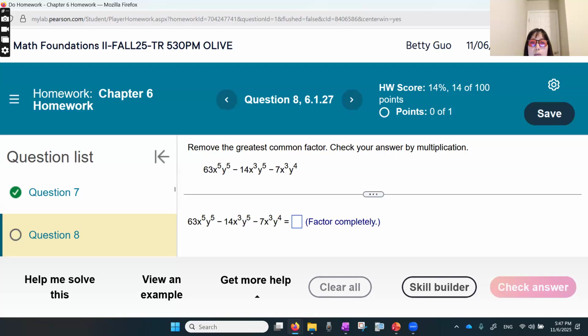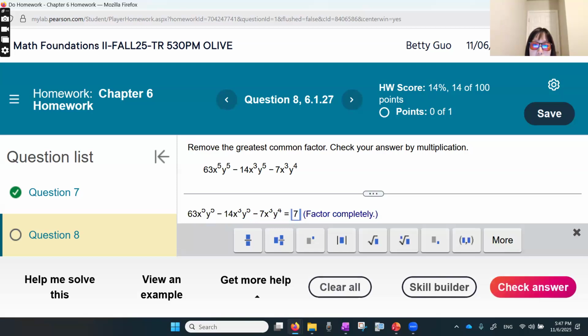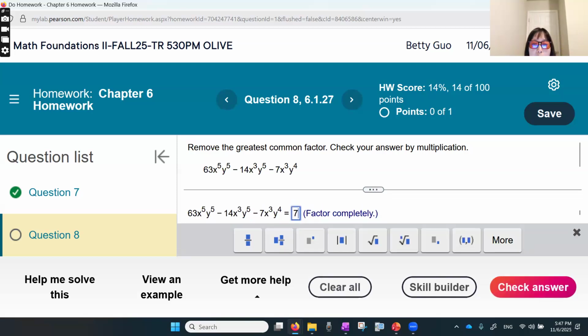What's this? 1, 2, 3, 3 terms, right? GCF. 63, 14, 7. GCF is 7. 7 times 9 is 63. And the variable x, we have x fifth, x cubed, so x cubed. The one with a higher degree, right? Lower degree, I'm sorry, I misspoke. Yeah, lower degree, 7x cubed. Y fifth, y power 4. So y to the power 4. Agree, guys?